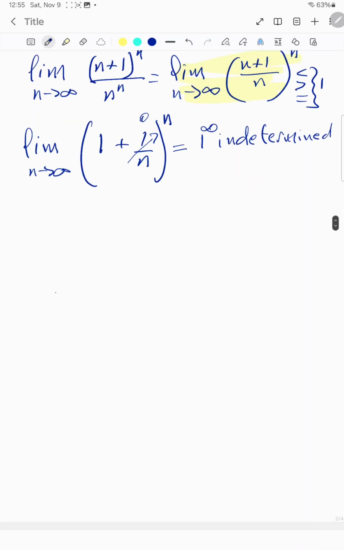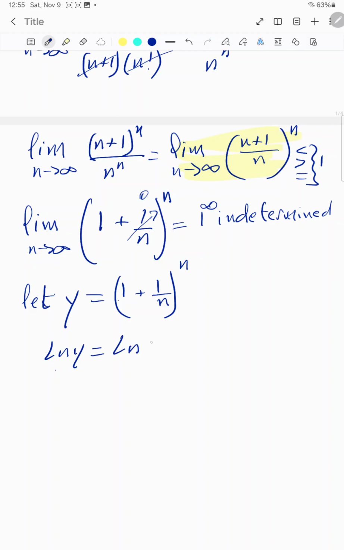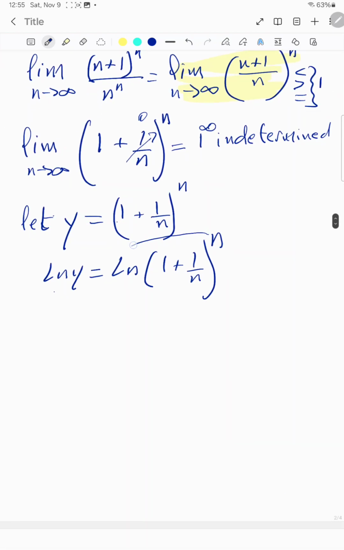So I have to find another way to study that limit. The other way, I would say let y equal 1 plus 1 divided by n to the power of n. So here I can say ln of y is equal to ln of 1 plus 1 divided by n to the power of n, and using the logarithmic rule, my ln of y is equal to n ln of 1 plus 1 divided by n.